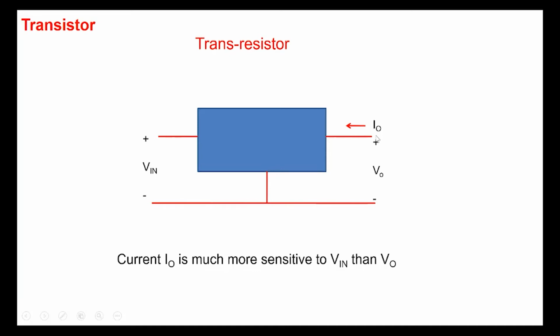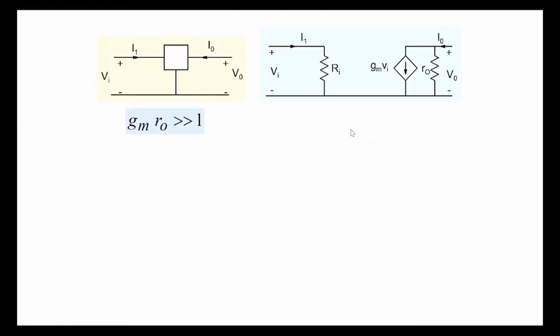Ideally I0 would not depend much on V0 at all, but I0 would be quite sensitive and would depend significantly on the applied voltage here. So that's the essential characteristic of a transistor. It's a device which exhibits transconductance or transresistance as its prominent characteristic. All right, so then let's proceed with this kind of a device.